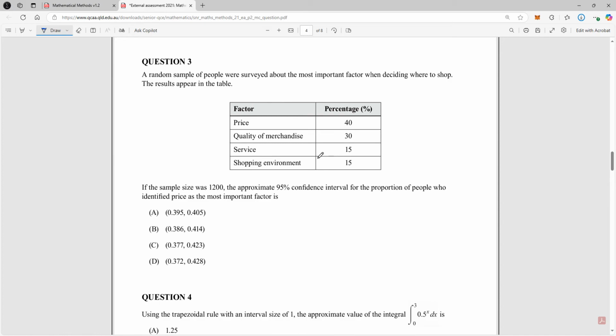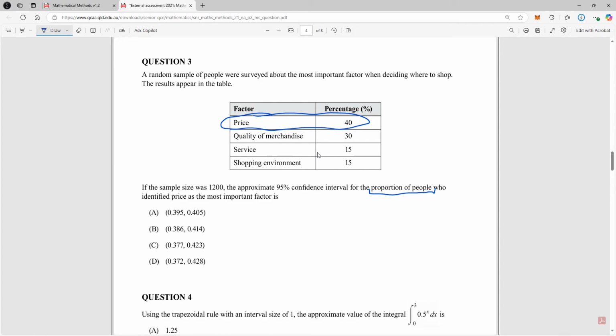A random sample of people were surveyed about the most important factor when deciding where to shop, and the results appear in the table. Here we've got price, quality of merchandise, service, shopping environment, and you've got the percentages on the right-hand side. If the sample size was 1,200, the approximate 95% confidence interval for the proportion of people who identified price as the most important factor, so in this case we're looking at this one here, is. Now, proportion is another word for percentage.